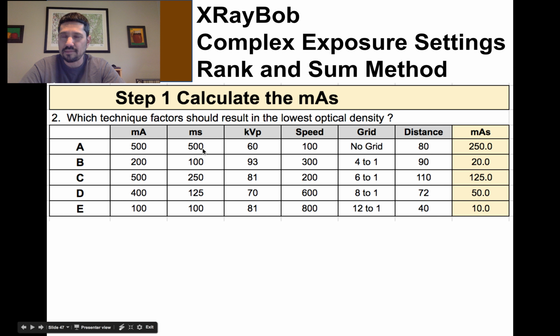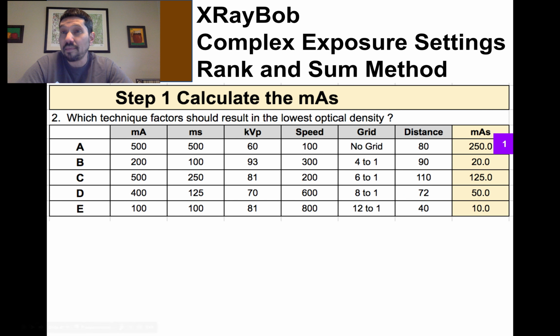500 mA times 500 milliseconds divided by 1,000 milliseconds per second gives me 250 mAs, right? I want milliamp seconds, not milliamp milliseconds. All right, so calculate the mAs for all 5 conditions. We're off and running. Rank the mAs from the darkest to the lightest. So 250 is the biggest one, 125 is the second biggest one, 50 is the third, 20 is the fourth, 10 is the fifth. Okay?